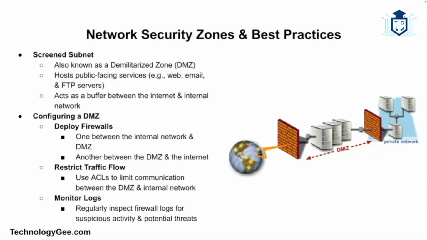Then we have what is called a screened subnet, or a DMZ, which stands for demilitarized zone. This is a network segment that hosts publicly accessible services like web and email servers. To configure a DMZ, you want to deploy firewalls. You want to place a firewall between the internal network and the DMZ, and another between the DMZ and the internet.